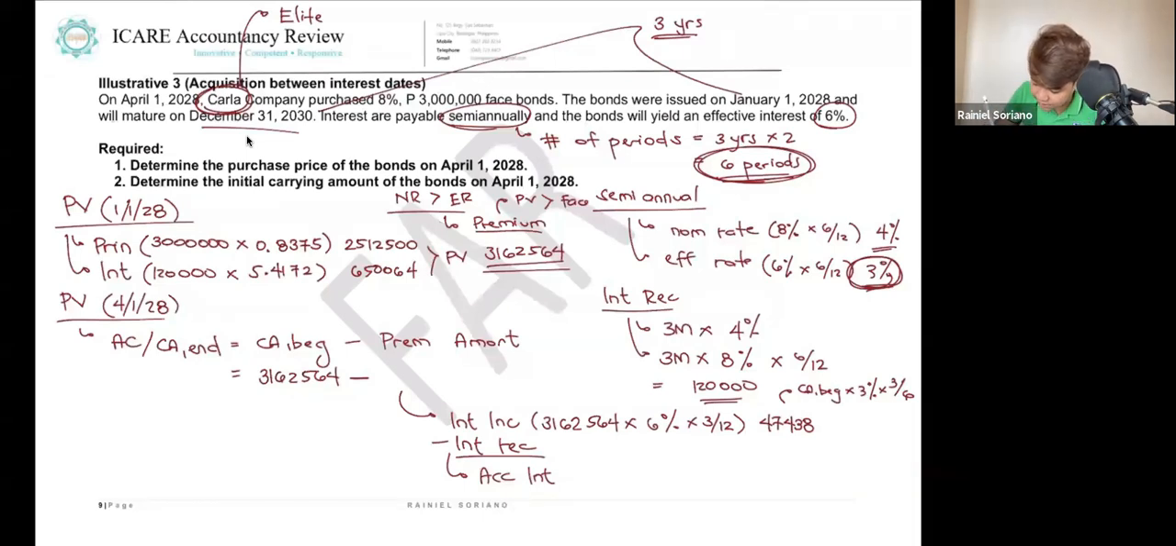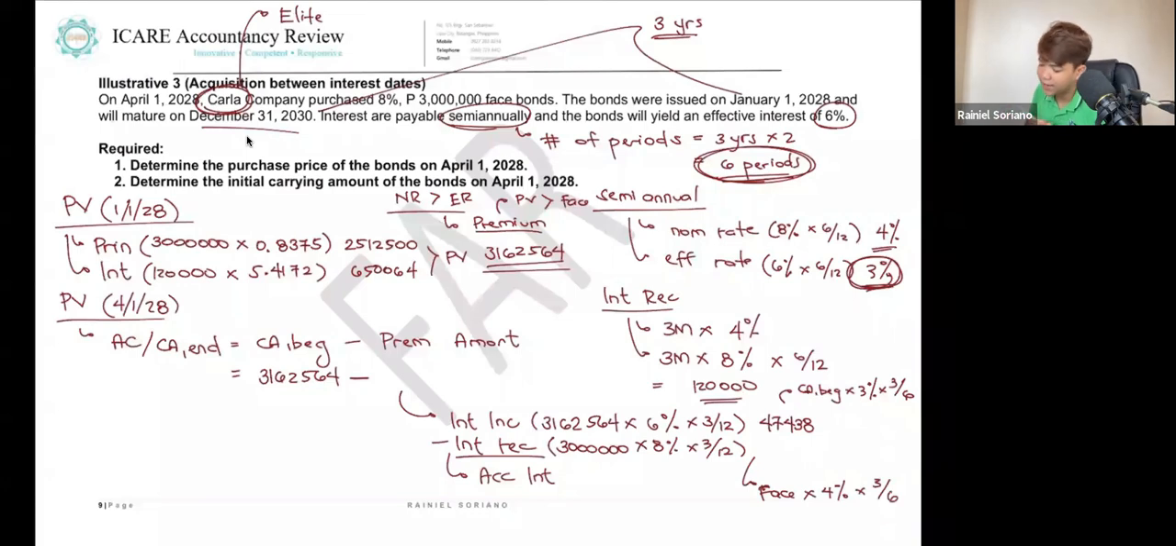Okay? Interest received or accrued interest on the other hand is equal to 3 million pesos times 8% times 3 over 12 kasi 3 months lang ang lumipas. Or pwede nga rin naman na instead of ganun, ang gawin mo is face amount times 4%, pero yung 4% is good for 6 months eh. So times 3 over 6, pareho lang ang lalabas, okay? So 3 million times 8% times 3 over 12, this is equal to 60,000 pesos. So accrued interest is 60,000.